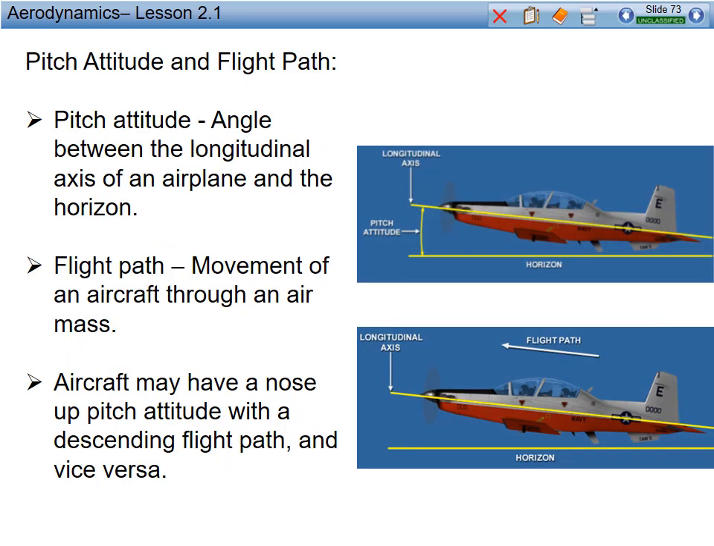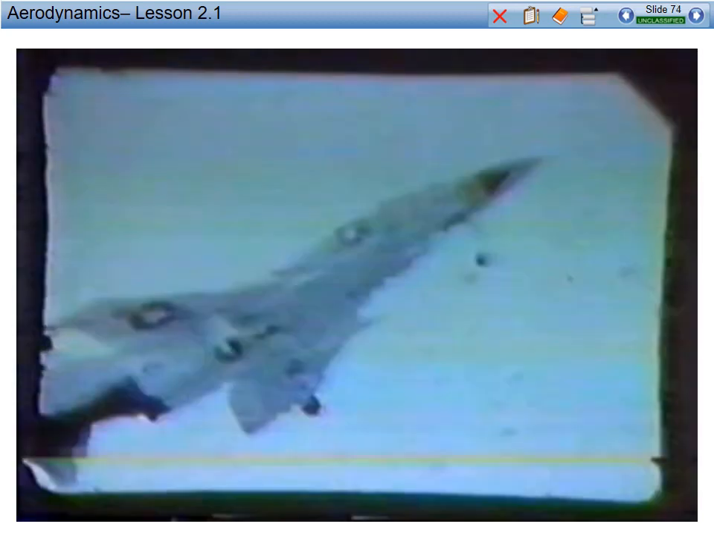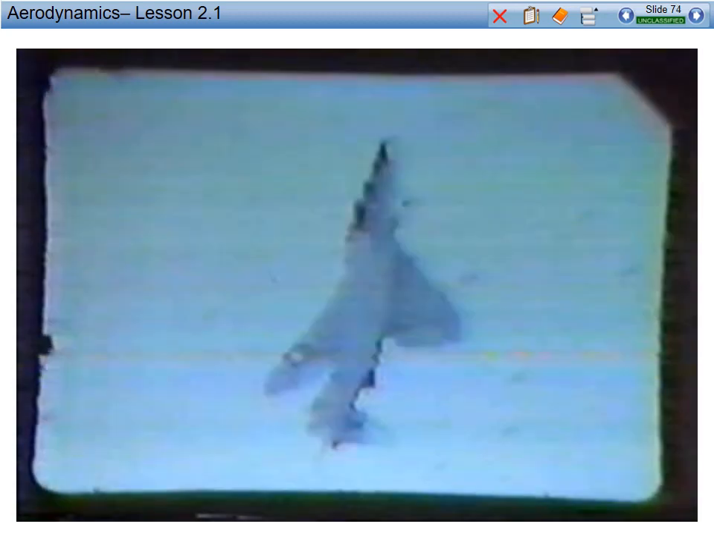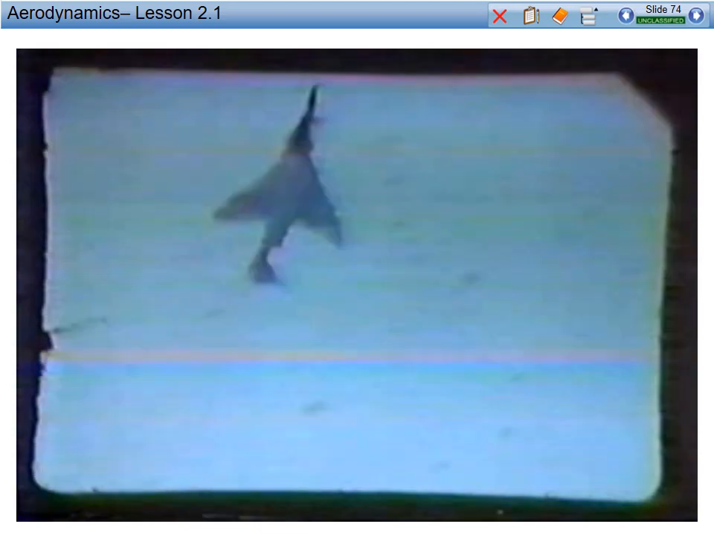Pitch attitude is the angle between the longitudinal axis of an airplane and the horizon. Flight path is the movement of an aircraft through an air mass. Aircraft may have a nose-up pitch attitude with a descending flight path, and vice versa. Here we have an example of an aircraft with a very positive pitch attitude and a descending flight path.